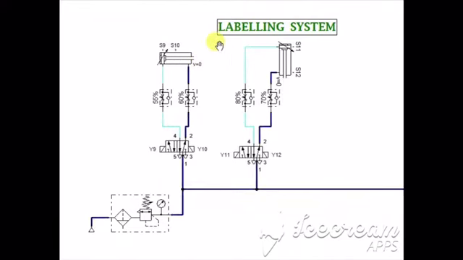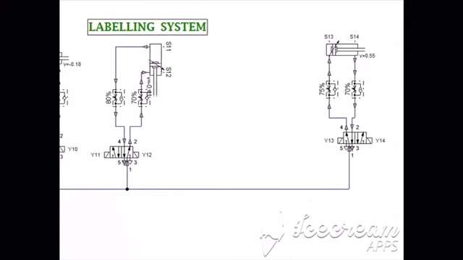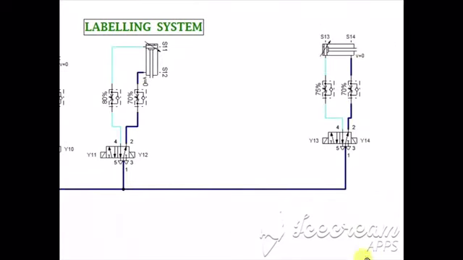And then S10 will trigger the solenoid valve Y11. After that, cylinder 11 will extend to S12 to do the labeling process. Next, S30 will continue to the next process.